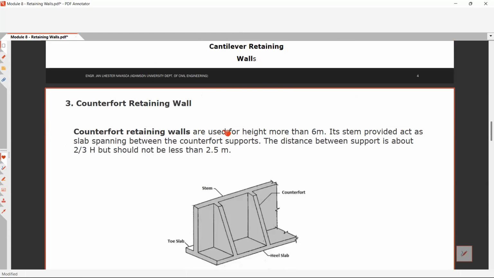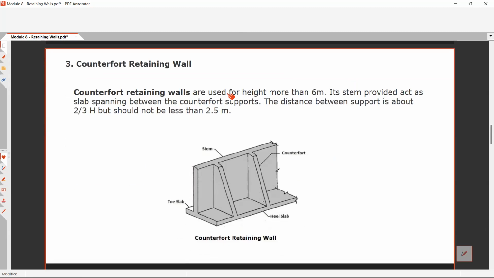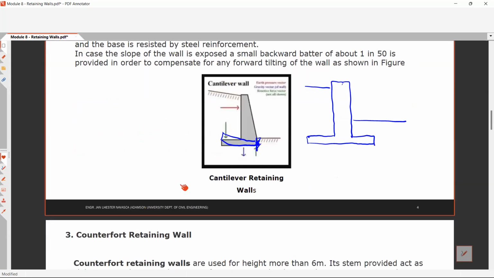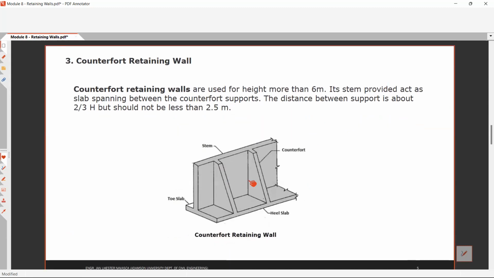Okay? Next is the counterfort retaining wall. So yung counterfort retaining walls are used for height more than 6 meters. So each stem is provided to a slab opening, slab spanning between the counterfort supports. The distance between the supports is about 2/3 H but should not be less than 2.5 meters. So this is a special type of cantilever retaining wall, whereas meron kang counterfort. Ito, this one. Counterfort ang tawag dito.